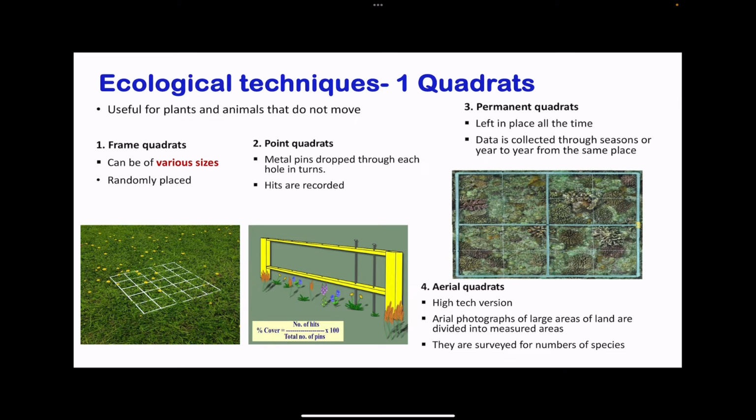Quadrats could be of various sizes, and these are going to be thrown randomly like you see here. Of course, you count the number of organisms per quadrat and then repeat the throws in order to calculate the mean, and then you can use that to scale up.